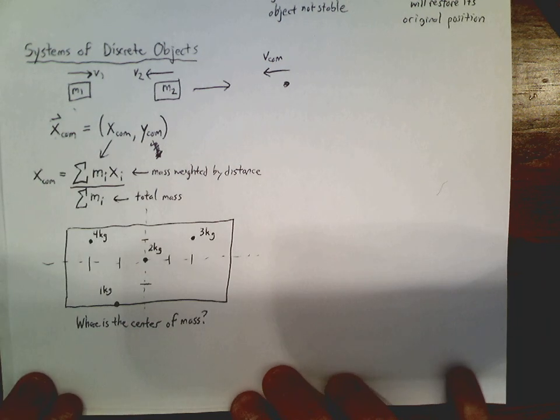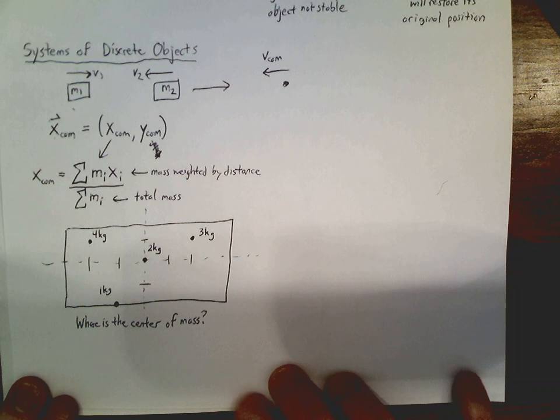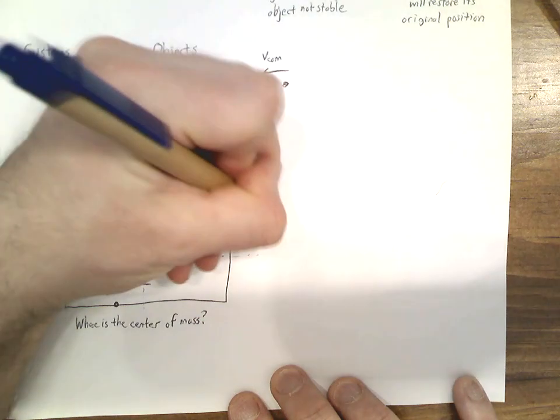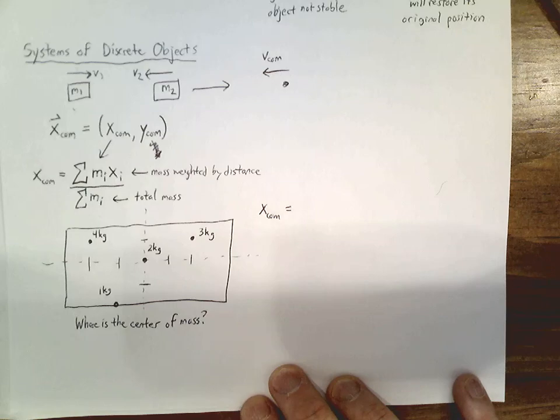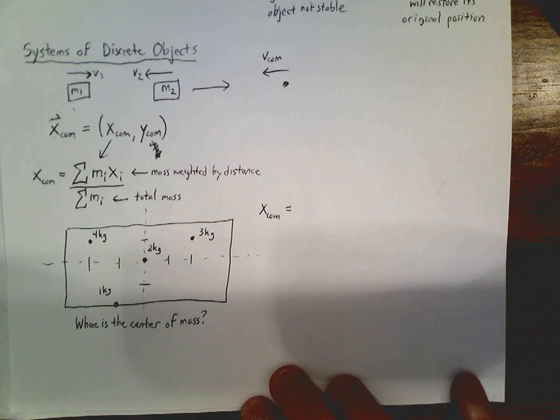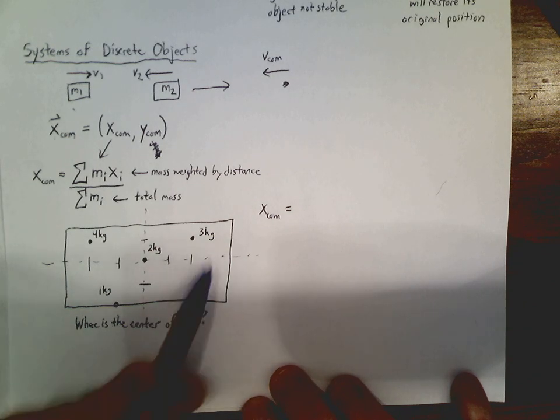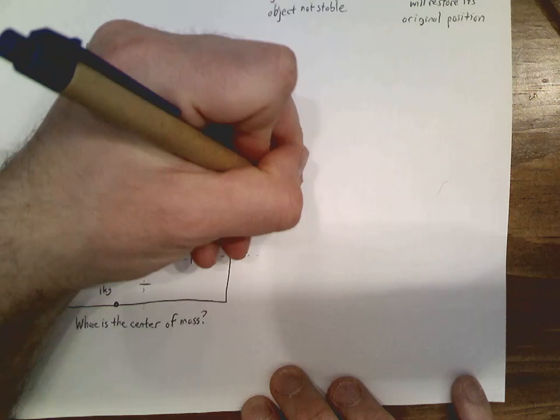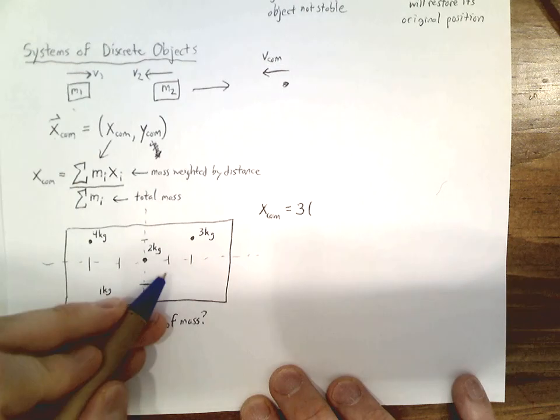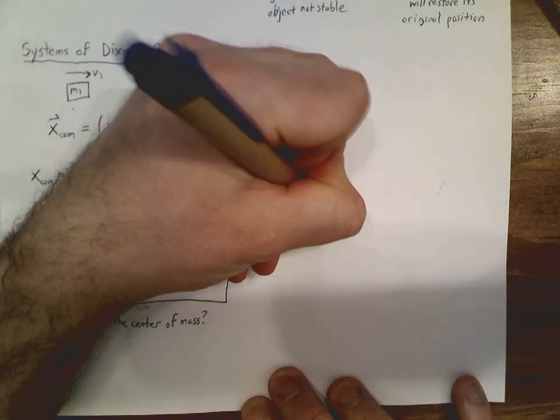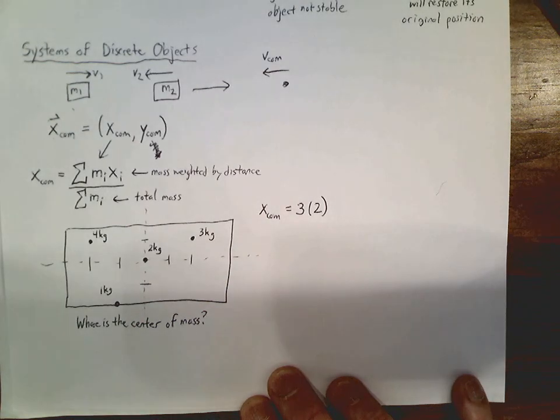So we need to do this calculation for both the x and the y. So here's our x coordinate for the center of mass. We're going to take each object's mass and multiply it by how far it is along that coordinate. So my first object, the 3 kilogram object, 3 times it is 1, 2 units to the right. So we multiply that by x, 2.